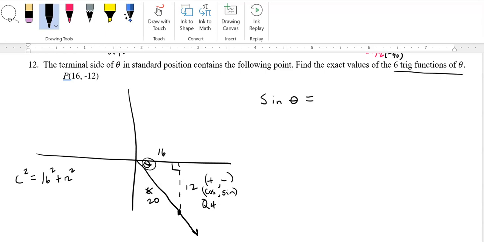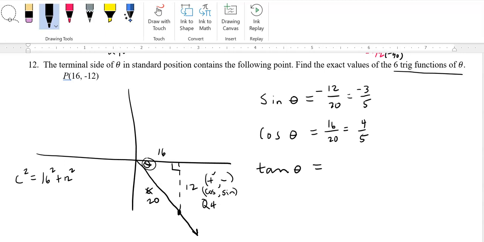All right, so making sine, we would do opposite over hypotenuse, and it would be negative, and then we just want to reduce that. So 4 goes into both. So sine would be negative 3/5. All right, cosine is adjacent over hypotenuse, and cosine again is positive 4/5.